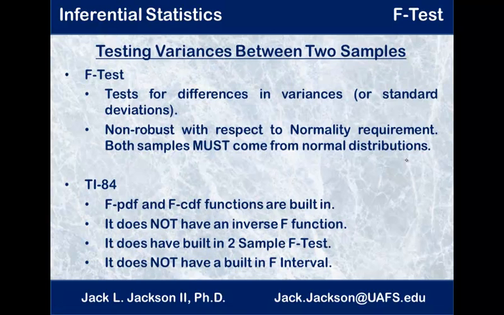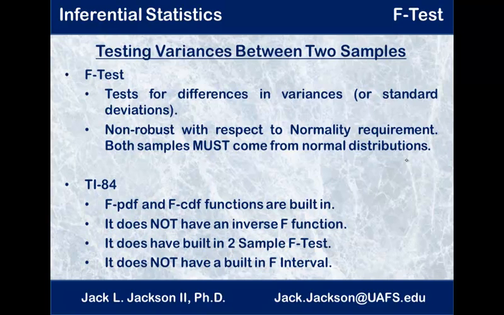Now, again, an F-test tests for difference in variances, or, if differences in variances, differences in standard deviations. But it's very non-robust with respect to the normality requirement. Both samples must come from normal distributions. Now, we talk about a procedure being robust. Well, the t-test, for example, is a very robust test with respect to the normality requirement.